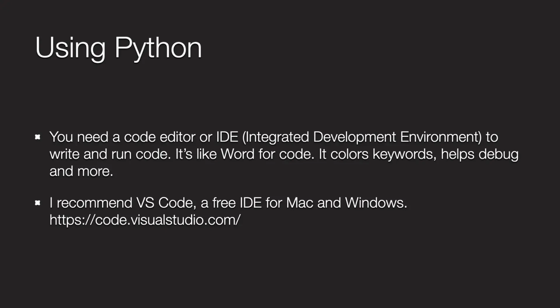How to use Python. To write and run a Python program, you need the equivalent of a word editor for code. This is called a code editor, or IDE, for Integrated Development Environment. It's like Word for code. It colors keywords, it helps debug, and more. I recommend using VS Code. It's a free IDE for Mac and Windows that you can download at the following link.